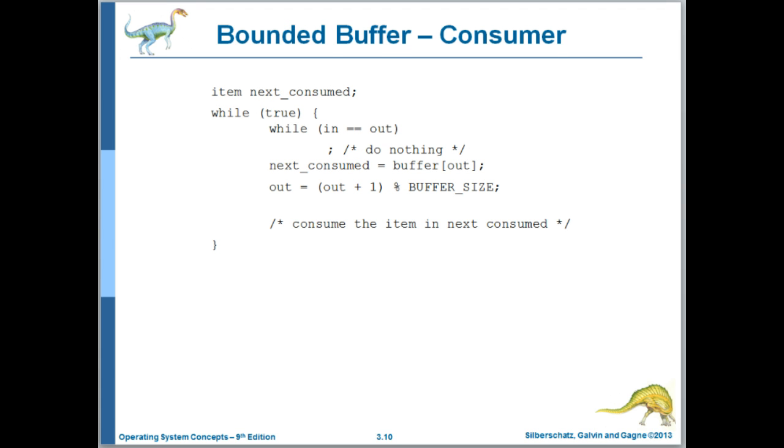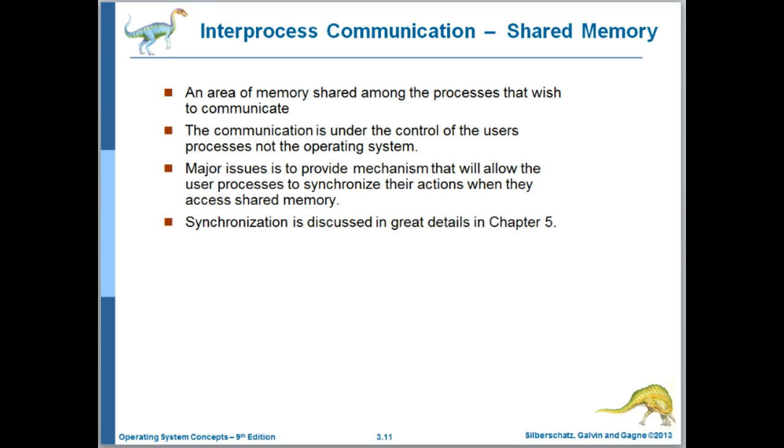Here's the consumer code. Out is the index of the next element of the buffer array from which a message will be consumed. And you can see in the while condition that if in is equal to out, that's the logical condition for buffer empty, in which case the consumer has to wait for a buffer element to be filled. I want to focus on this third bullet here just for a moment.